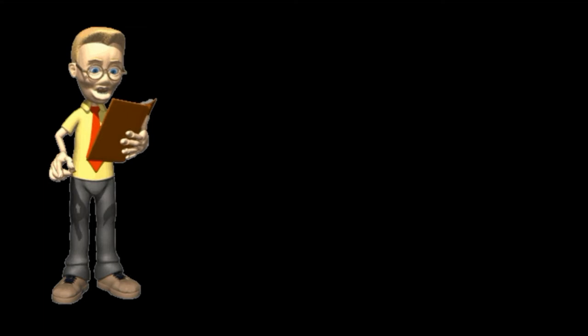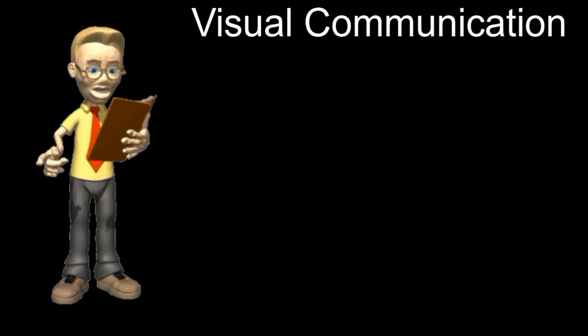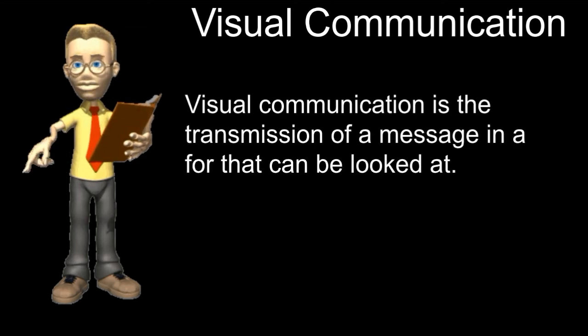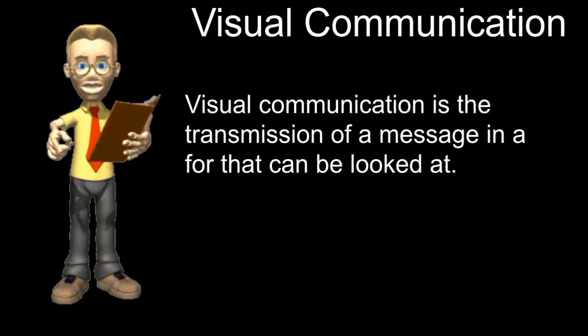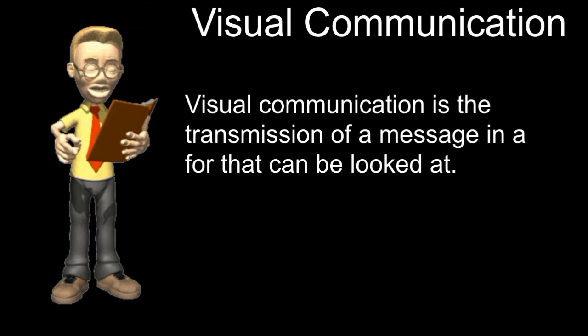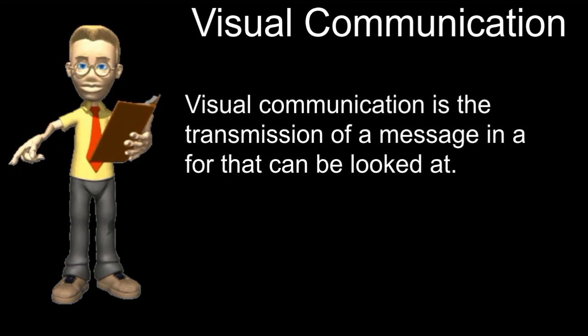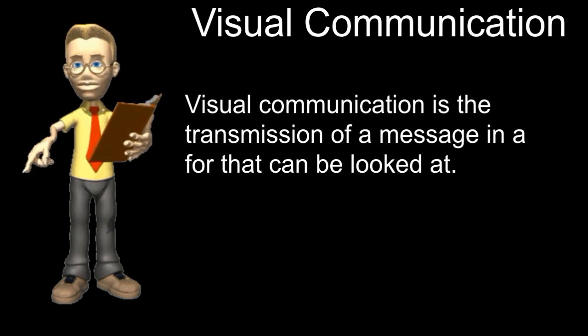In today's lesson, we'll be looking at visual communication. Visual communication is a transmission of a message in a form that can be looked at. So basically, we are saying that visual communication is a message that we can see or we can decode visually. And when we talk about something visually, that means that we're using our eyes to interpret whatever message is being said or communicated to us.